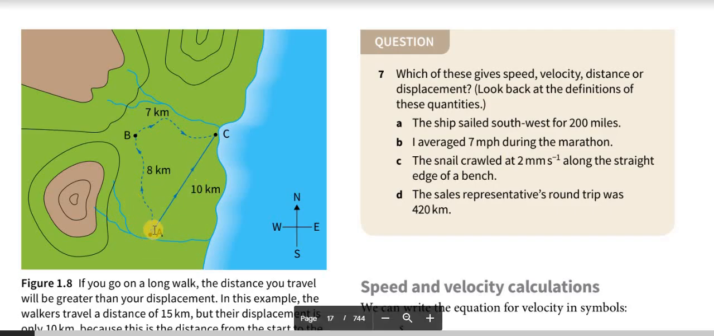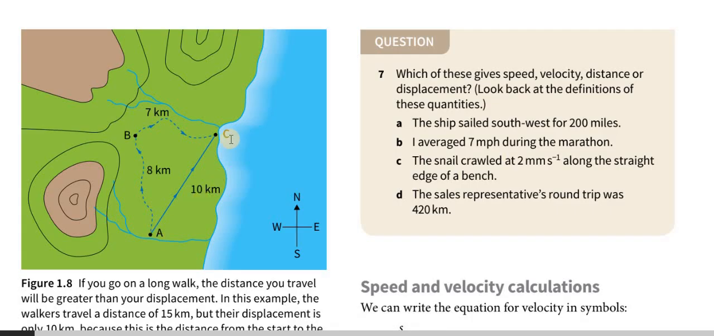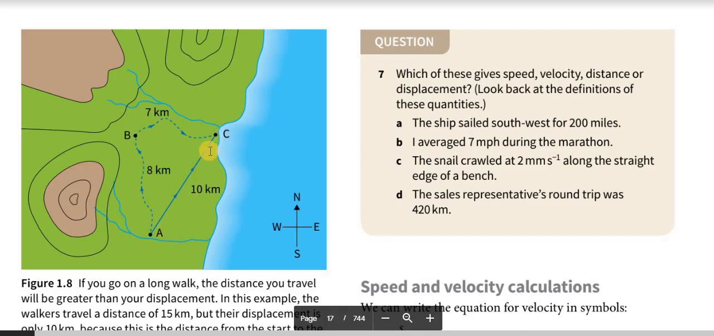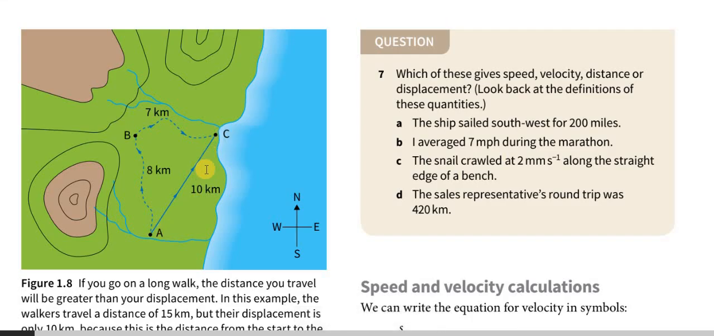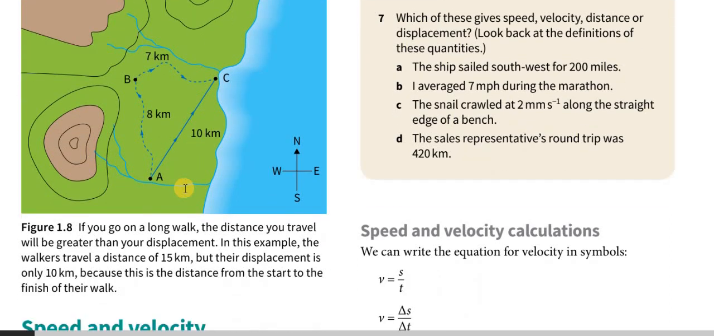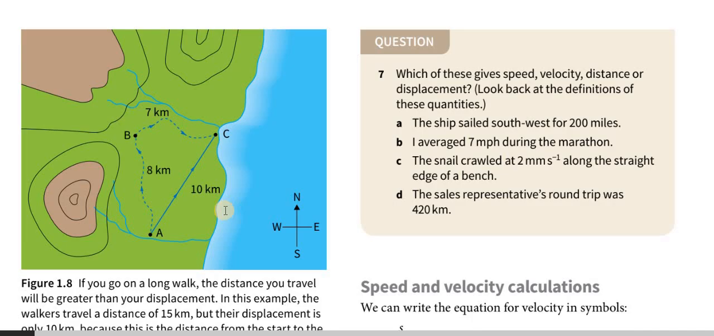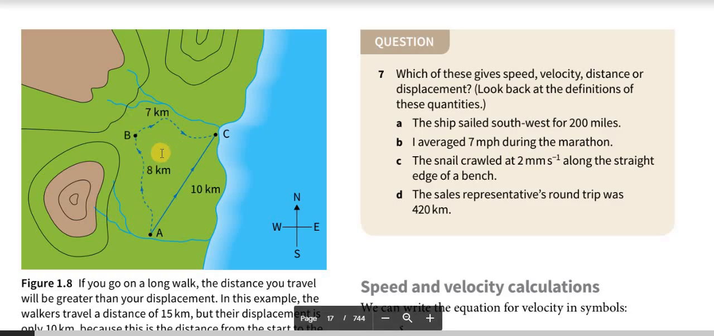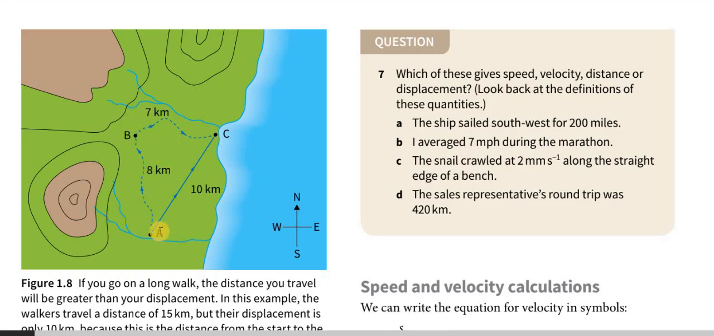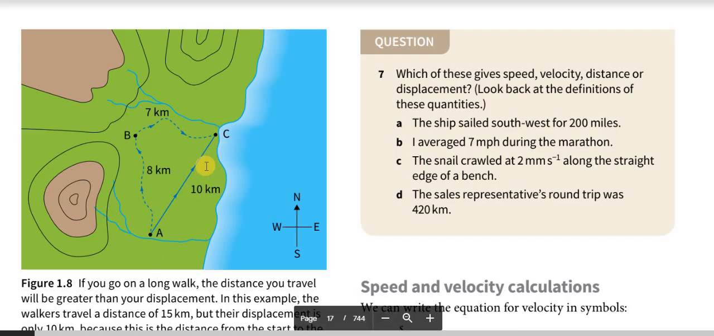Okay, so if you draw a line from A to C, the length of that line is 10 kilometers, and this is the magnitude of the displacement. And we also have to mention the direction, because displacement is a vector quantity. You have to mention the direction as well. But this is to indicate that the displacement depends on the starting point and the ending point. It is independent of the path taken, but the distance depends on the path taken. So the distance traveled here is 8 plus 7, which is 15 kilometers, and the displacement is 10 kilometers.